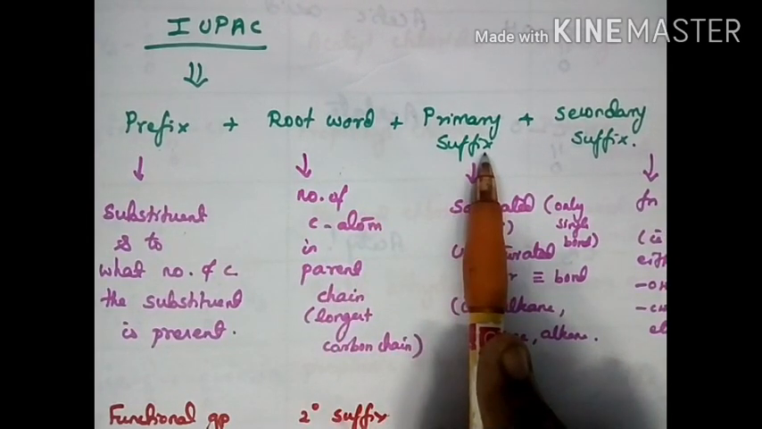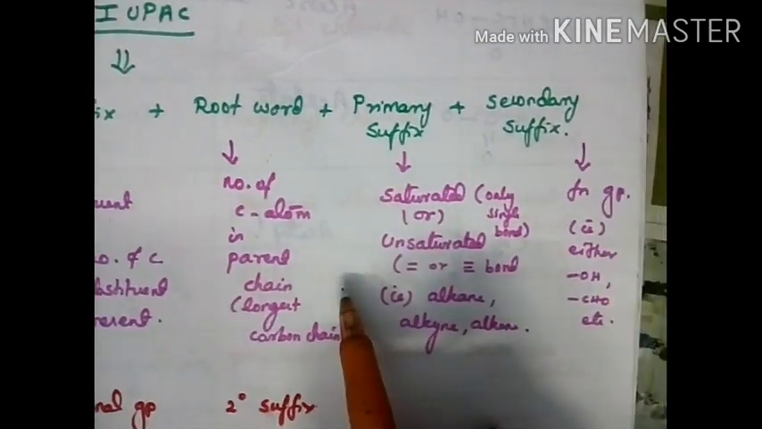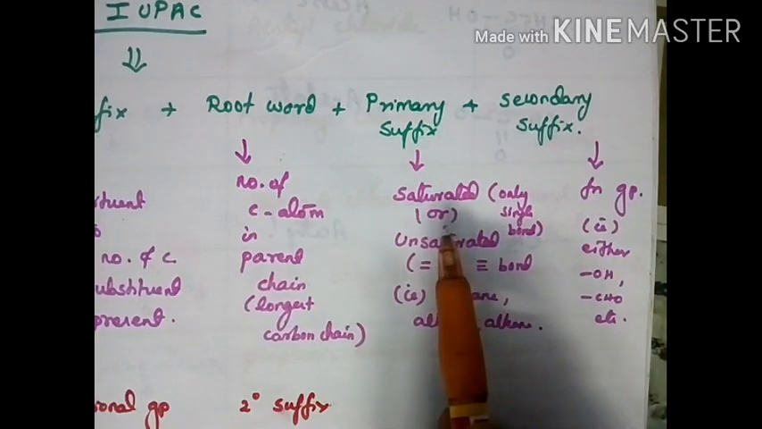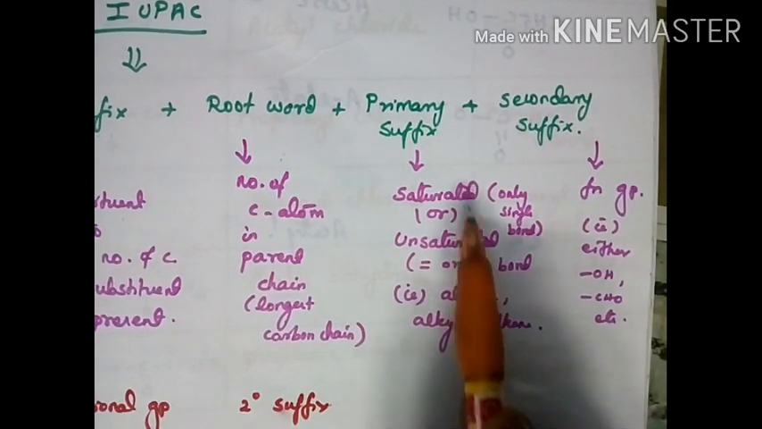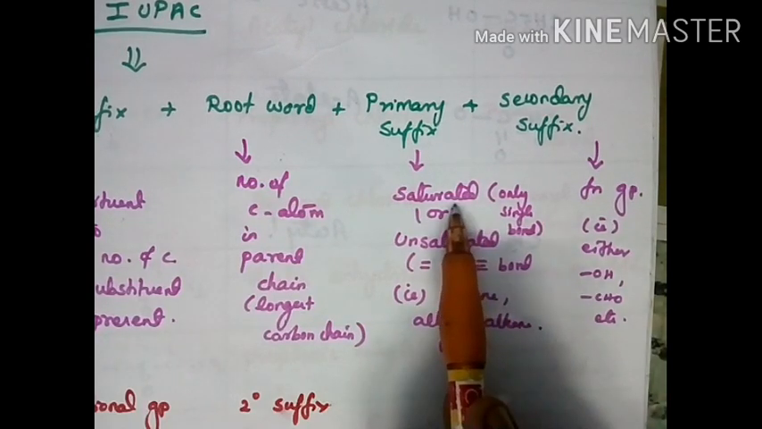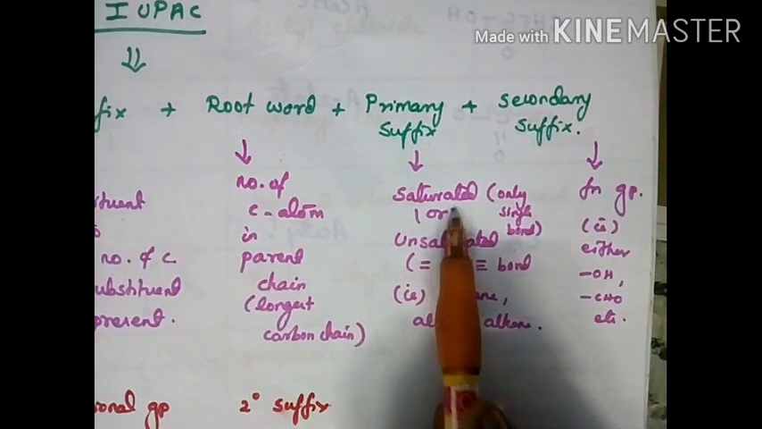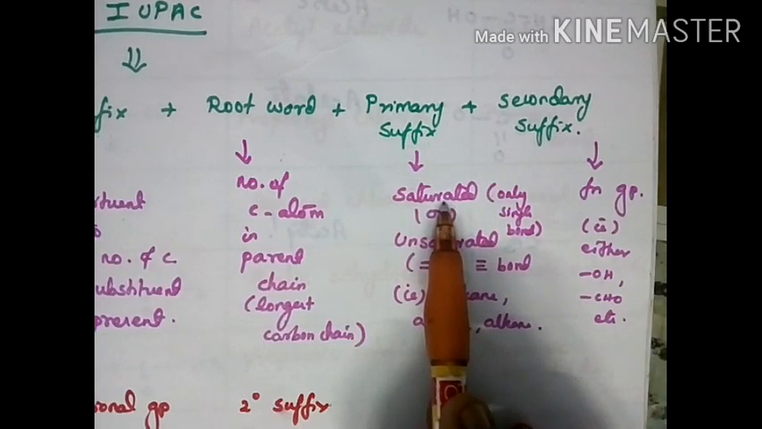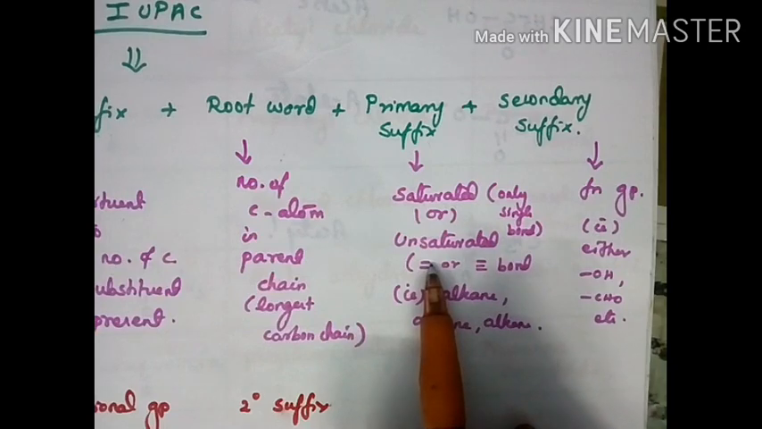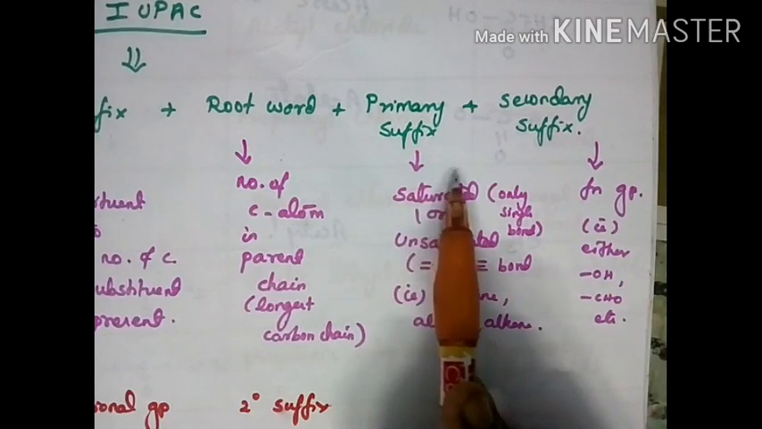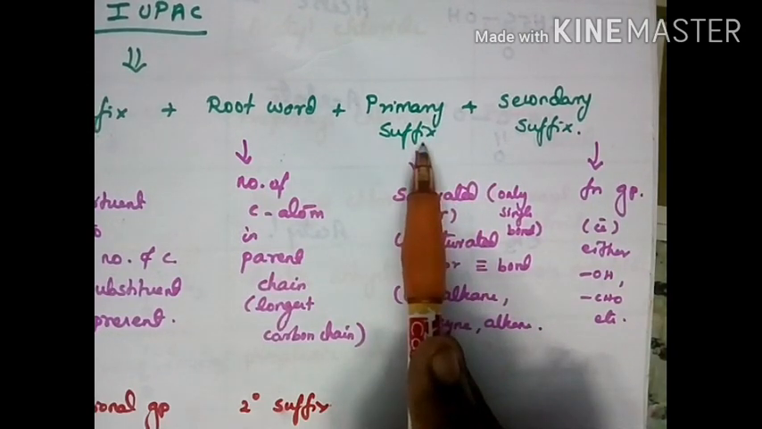Next is primary suffix. What is primary suffix? Primary suffix tells whether the compound is saturated or unsaturated. Saturated means alkane; unsaturated means alkene, alkyne. If only single bonds are present, it is saturated. If any double bond or triple bond is there, it is unsaturated. If only single bonds, you have to write ane. If it is a double bond, ene. If it is a triple bond, yne. So ane, ene, yne refer to the primary suffix.